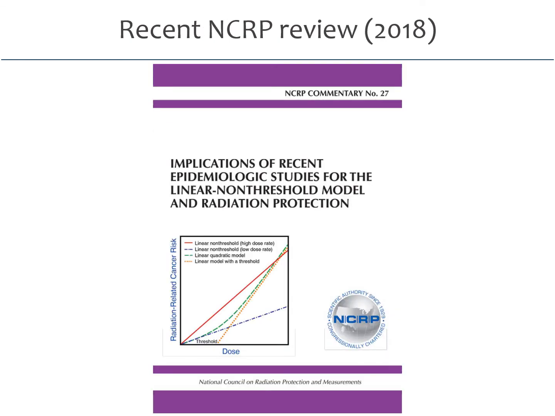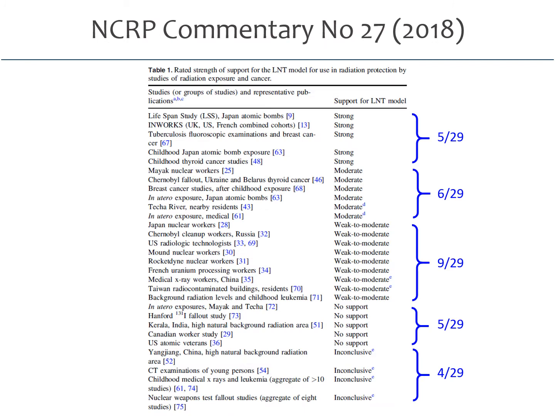In 2018, the NCRP reviewed the most recent epidemiological studies for cancer incidence in humans from ionizing radiation, and the results were published in this report, the NCRP commentary number 27. 29 older and more recent studies were reviewed, and they were evaluated according to the evidence they provided in support of the LNT model.